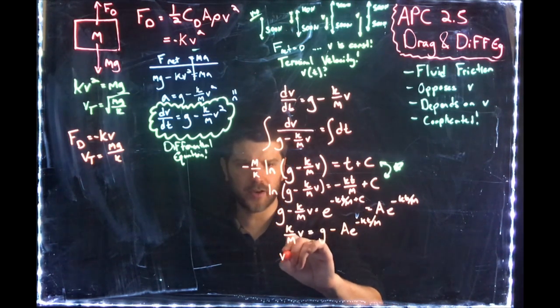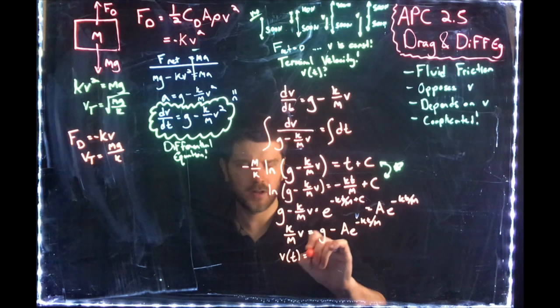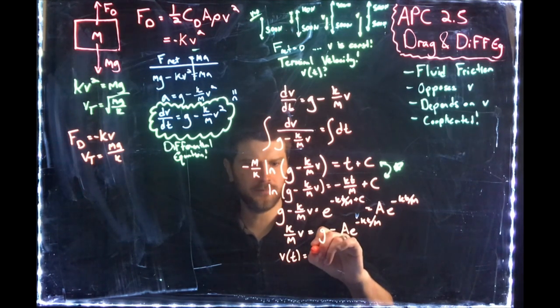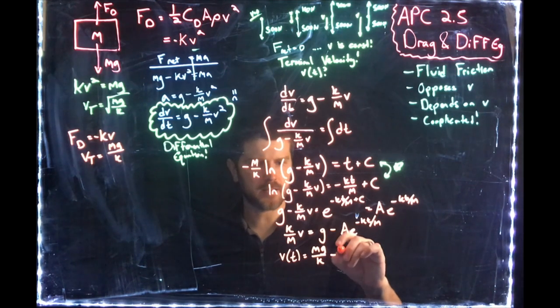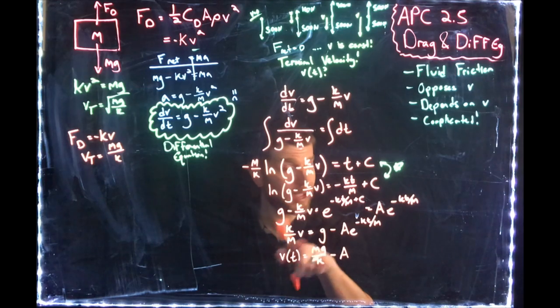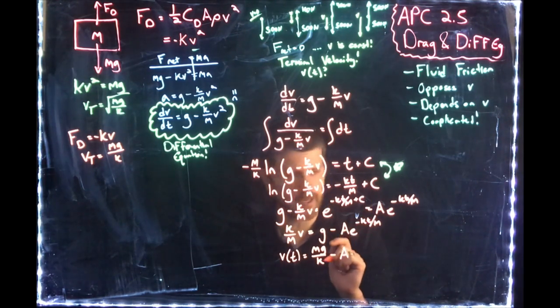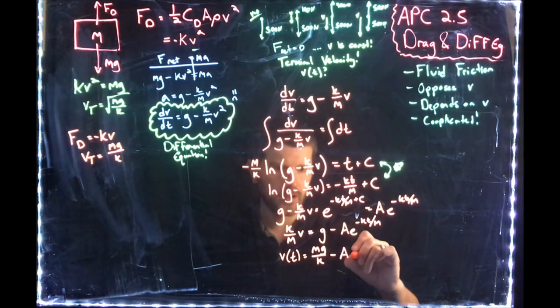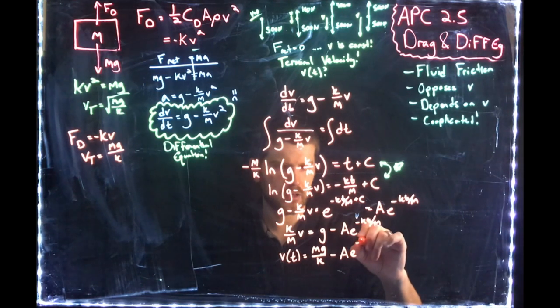So I end up with v of t equals mg over k minus, and again, look, I'm multiplying a by a bunch of numbers, but I don't know what a is yet, so I'm just going to leave it as a, e to the negative kt over m.